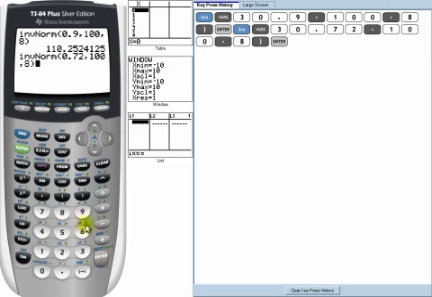Alright, if we hit enter, this shows us that if I look at 104.66, this is the value that cuts off the top 28% from the bottom 72%. We would call this the 72nd percentile.